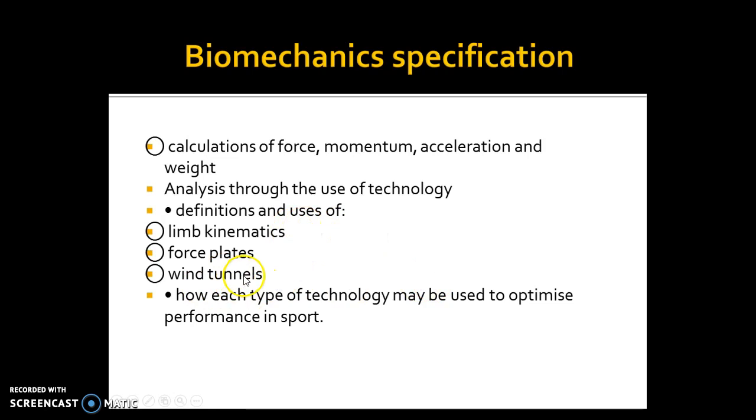We'll also have a look at wind tunnels and how they help specific sporting equipment reduce drag or air resistance, particularly looking at things like cycling and Formula One racing. So we need to know how each type of technology will be used to optimize performance, but when it says definition, we need uses of, we need to just be able to give an advantage and disadvantage of each.